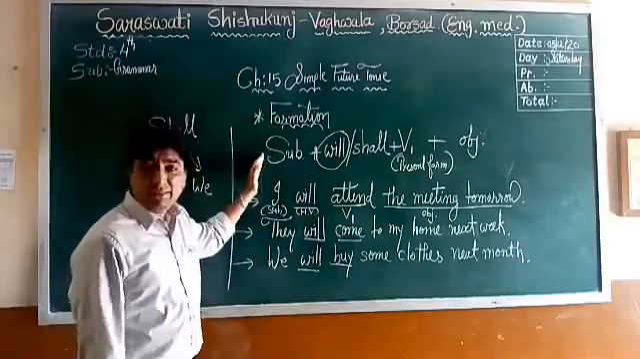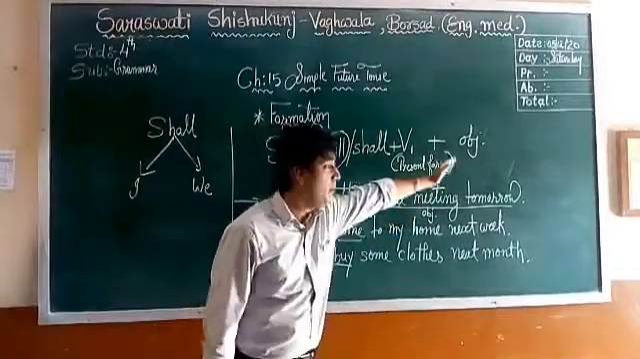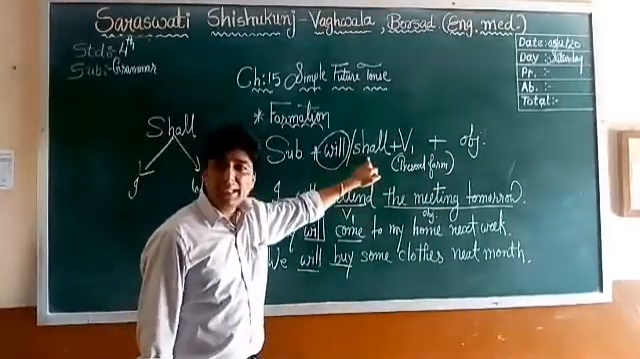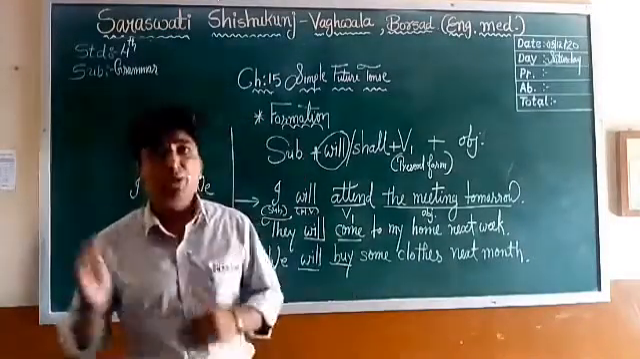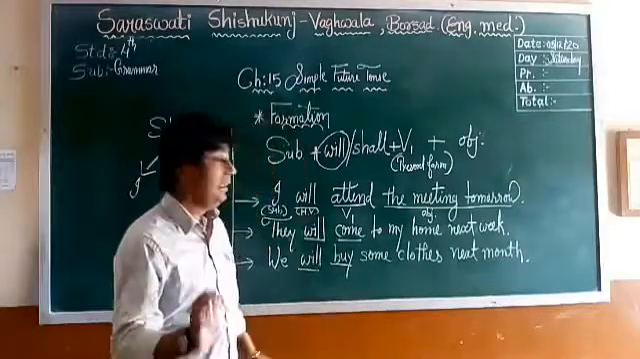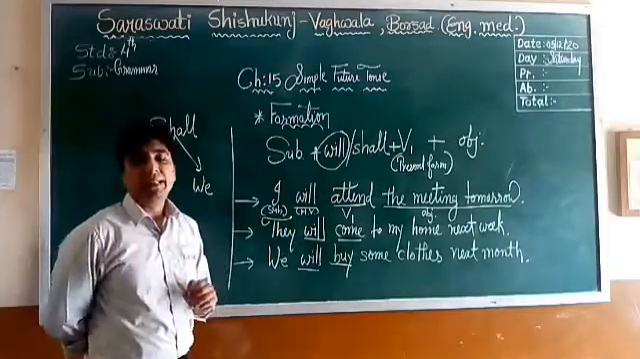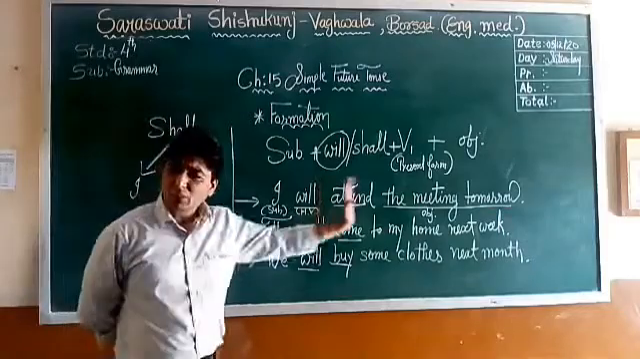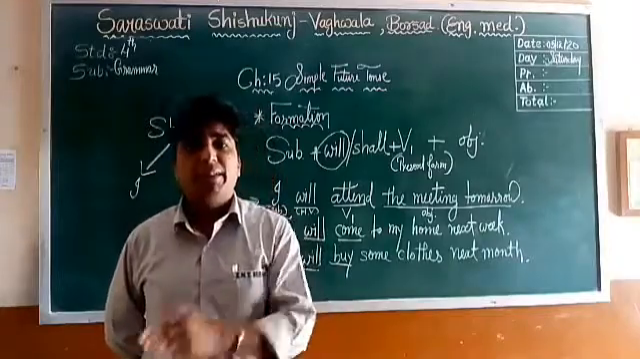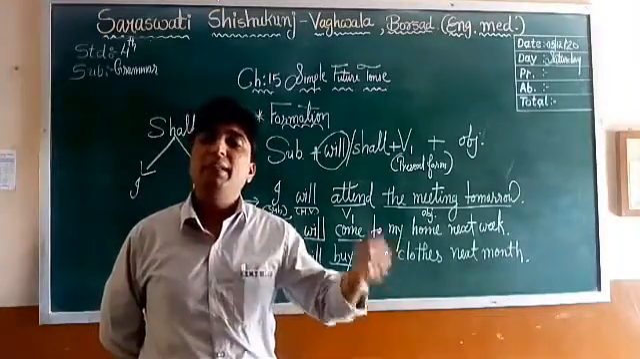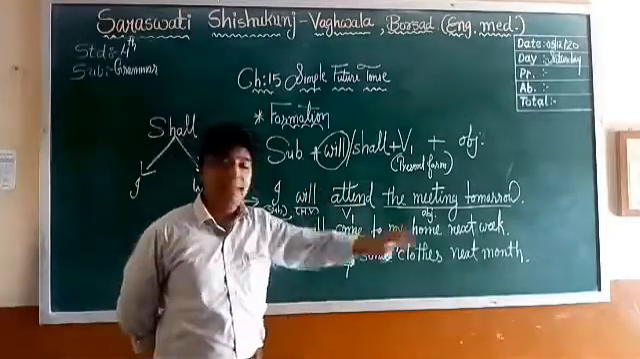So this is the formation: subject, will or shall plus verb 1, the present form of the verb, and object. Shall is used only with two subjects, that is I and we. This is just for information. Again I am telling, we will only use will. And these three are the examples. You only have to use will after the subject, and after will there must be the present form of the verb. And our sentence is finished.